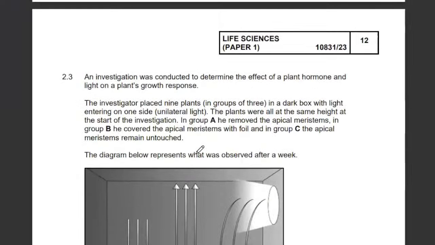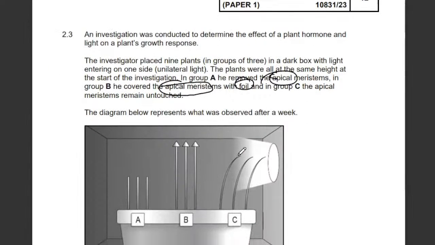Then we go to the investigation. It says that an investigation was conducted to determine the effect of plant hormone and light on the plant's growth response. The investigator placed 9 plants in groups in a dark box with light entering from one side, which we call unilateral light. The plants were all at the same height at the start of the investigation. In group A, the apical meristem is removed, meaning that it has no head. In group B, the apical meristem is covered by foil, meaning it doesn't allow light to go through. And in the third group, the apical meristem remains untouched, meaning that nothing is happening to it.